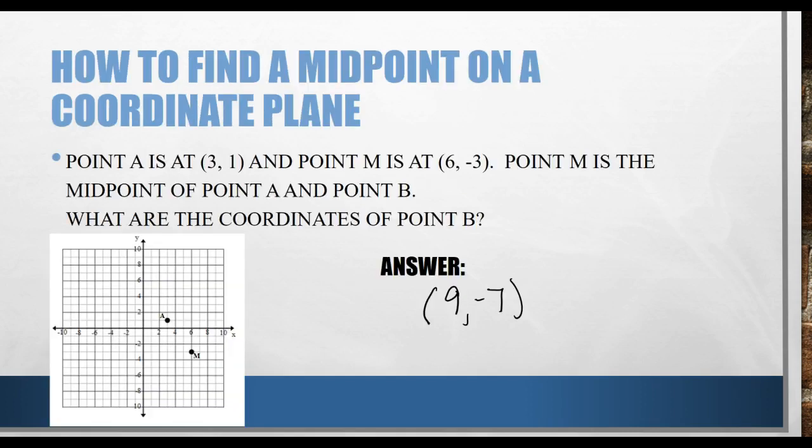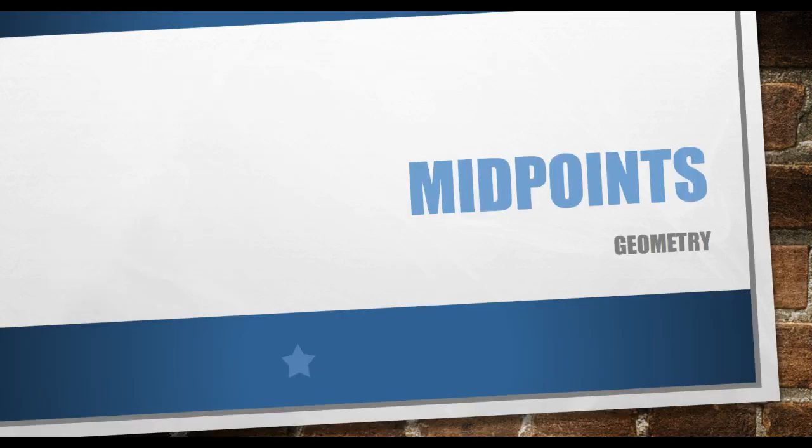So our answer, where is the other endpoint? The other endpoint is at 9, negative 7. So we would expect B to be somewhere there. So those are the two different types of midpoint problems that you're most likely going to come across. So now would be a good time to do some extra practice.